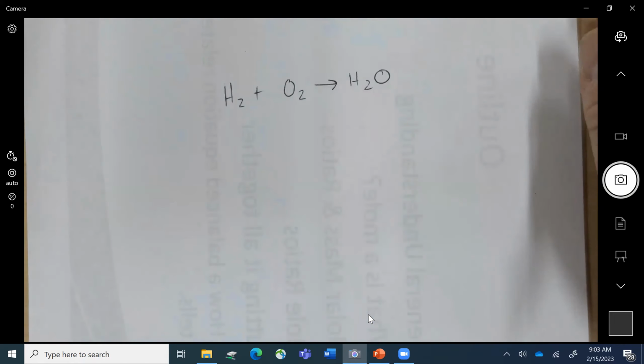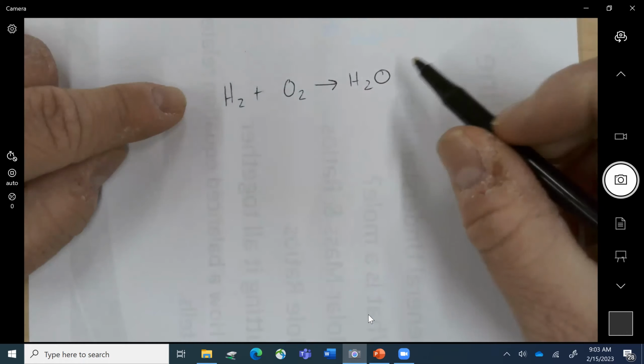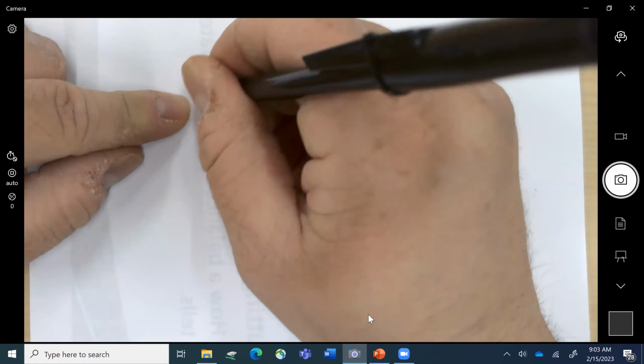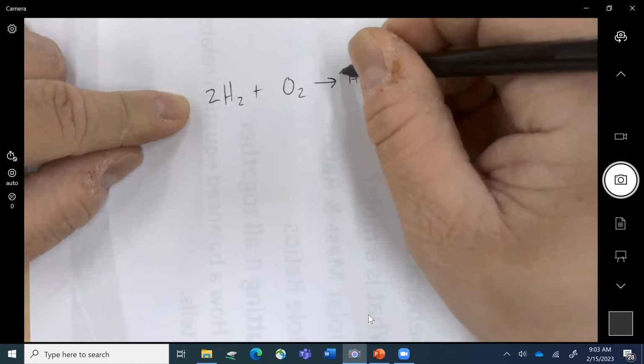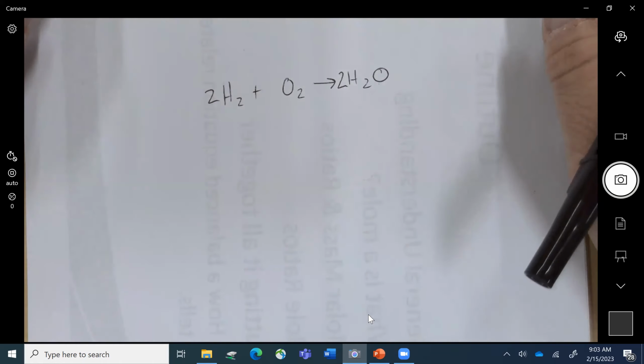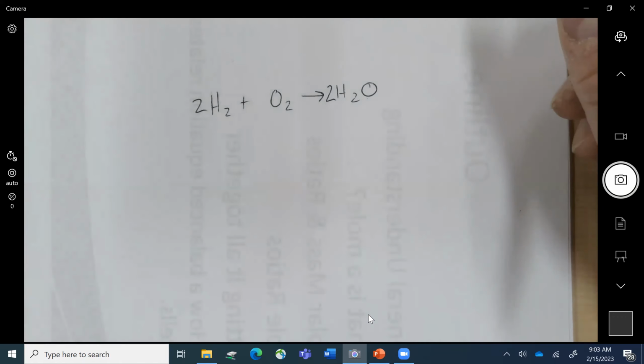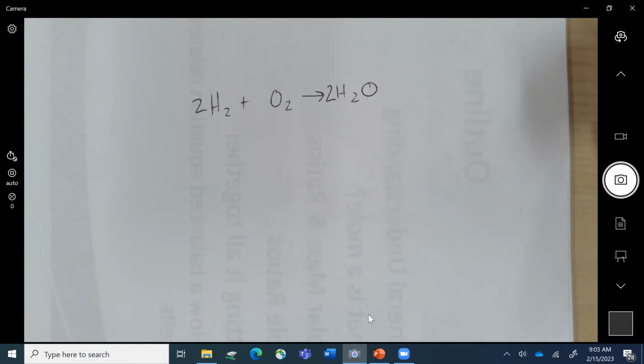Everyone sees that. We got the water. This is unbalanced, so I have to put a 2 here and a 2 there to balance it, okay? So if we give you a reaction and it's unbalanced, you have to balance it first. That's the first thing you would do before you can start answering these questions, okay? So there, I balanced the reaction.